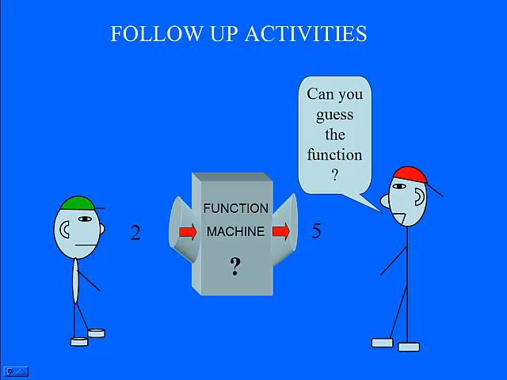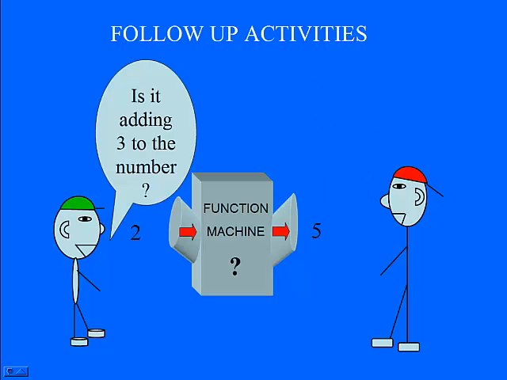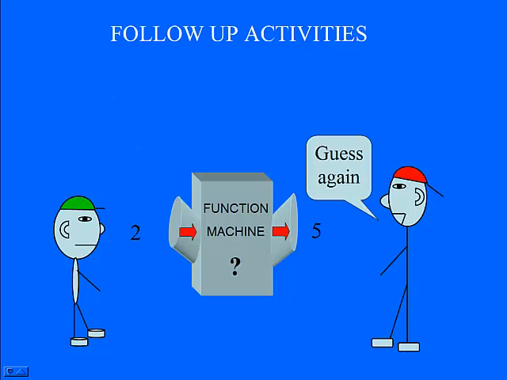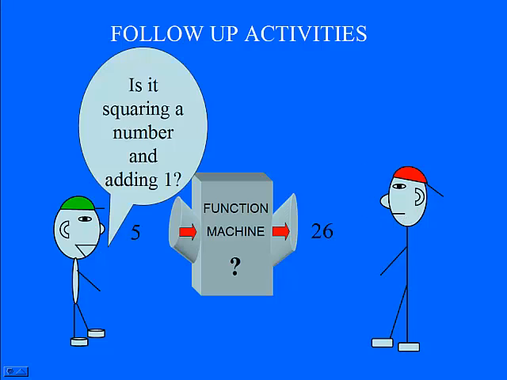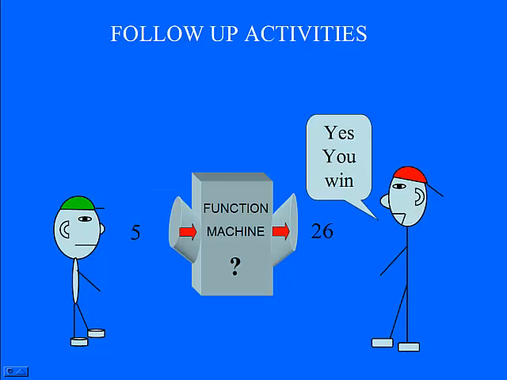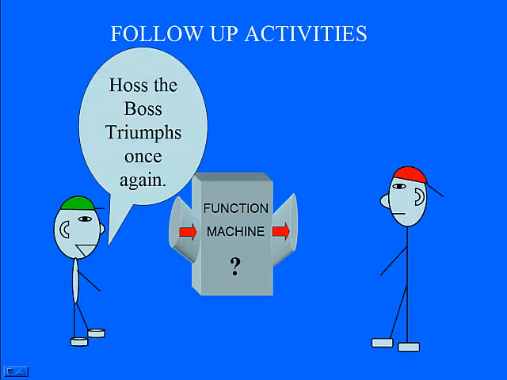Let's see if Haas can figure out what the function is. He put the number 2 in and got 5 out. Well, that's a good guess, but it's not right. He'll have to try another number. Let's see what happens to the number 5 when he puts it in Mayhem's machine. He got it right. Way to go, Haas.